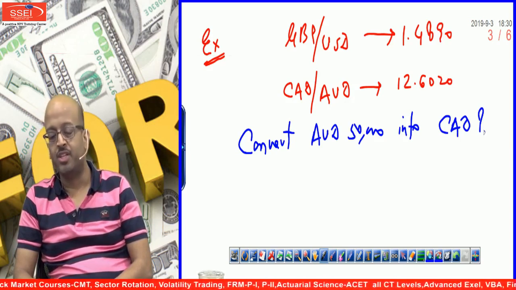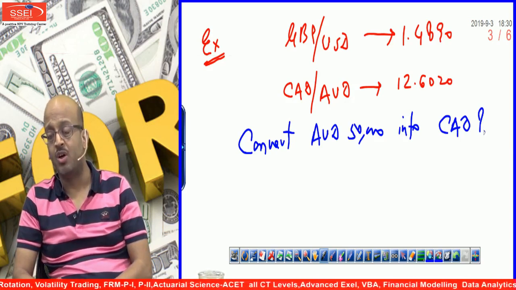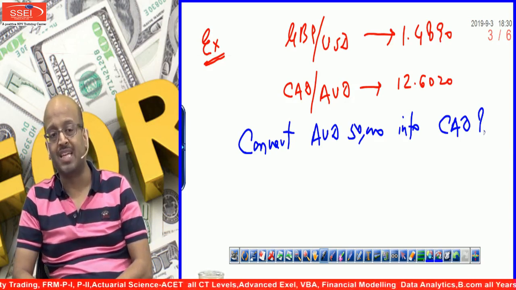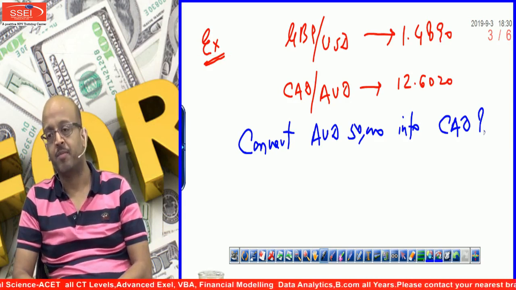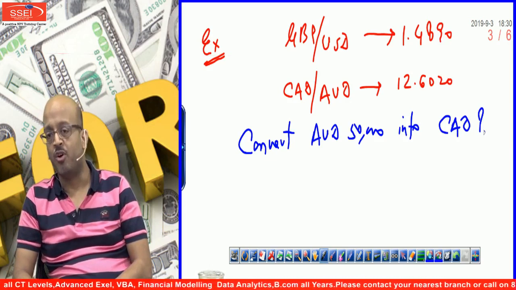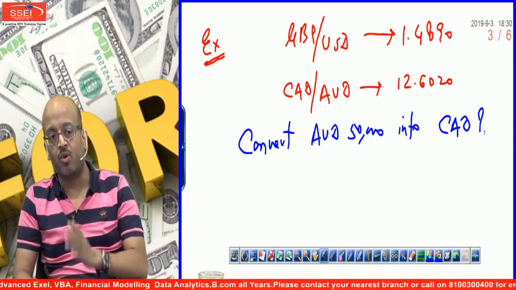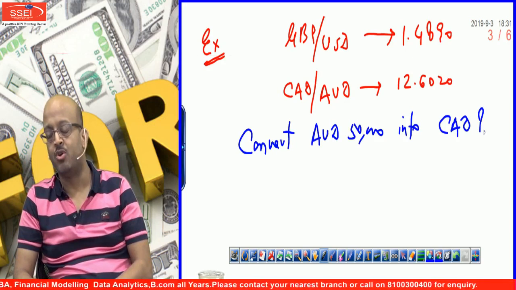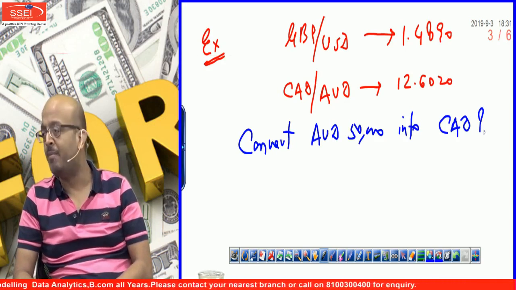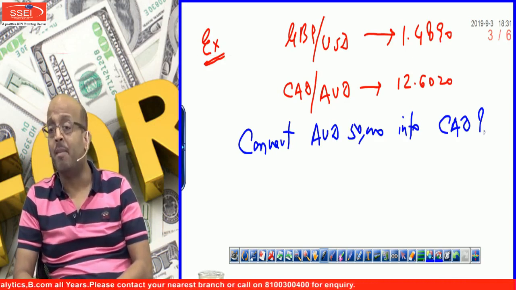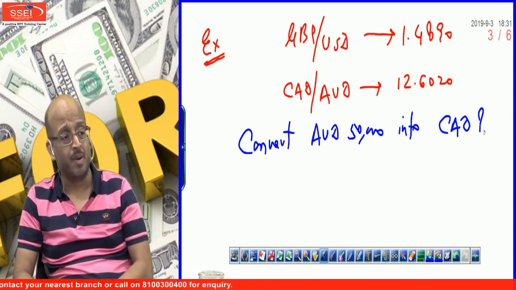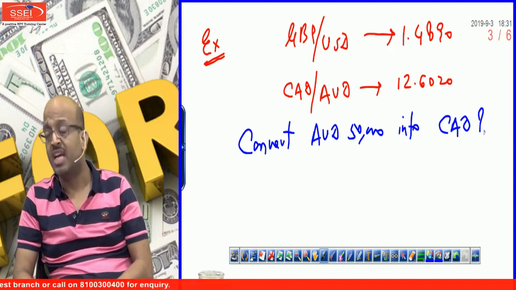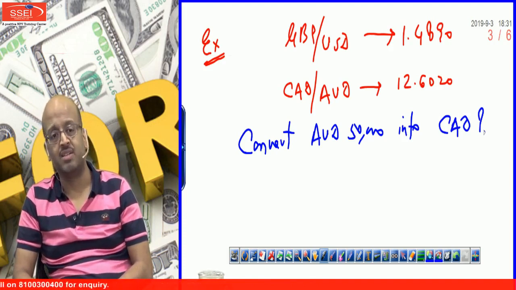So I hope you have understood. The answer will either be 50,000 divided by 12.6020 or 50,000 into 12.6020. What? Into or divide? You don't have to follow anybody who is saying. You have to apply your own brain. I am helping you out. We had decided, sir, if the amount that is given is that of the base currency, we will multiply. But if the amount which is given is that of the price currency, we will divide.